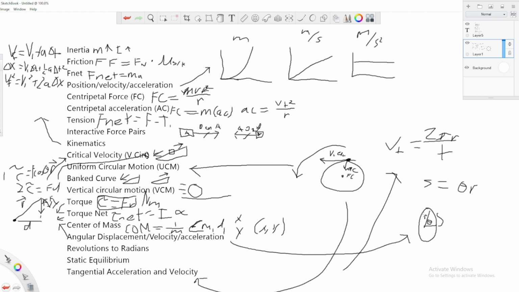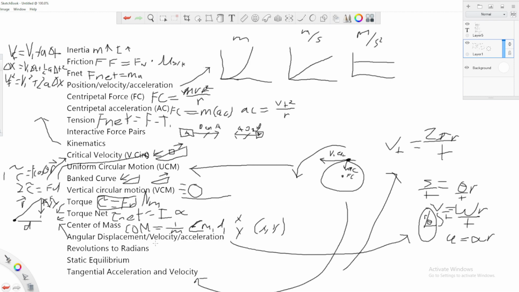If you divide everything by time, divide these two by time, so if you divide that by time, divide that by time, you get velocity equals angular velocity times radius. Divide those by time, and you get acceleration equals angular acceleration times radius. So just remember that if you divide by time, you get those.